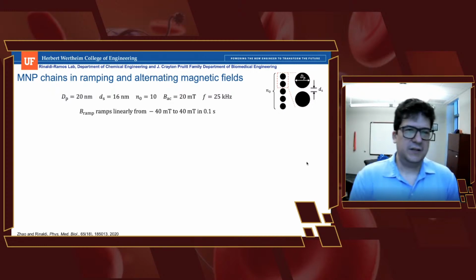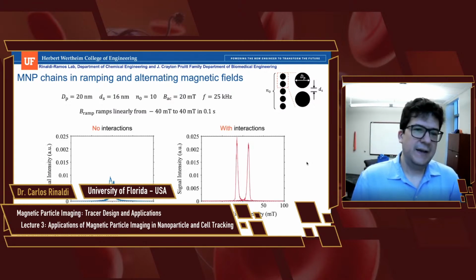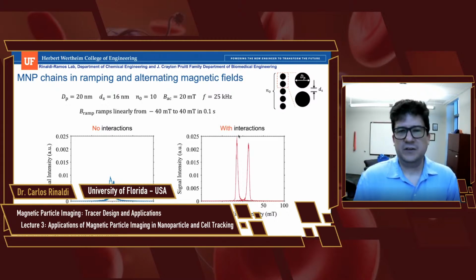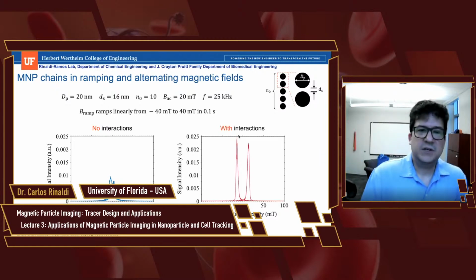Now it's the same thing. Particles are about 20 nanometers with a distance of 16 nanometers, 10-particle chains. And the bias field is being ramped from minus 40 millitesla to 40 millitesla. In blue here is the result without interactions, and in red is the case with interactions. And you can see again a very dramatic increase in signal intensity and a very dramatic improvement in narrowing of the point spread function, which would correspond to an improvement in particle resolution.